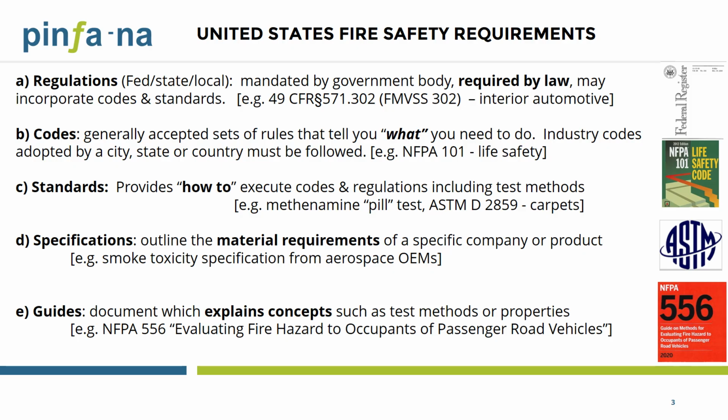Specifications are outlines of the material requirements of a specific company or product, and are typically from an OEM. For example, a smoke toxicity specification from an aerospace OEM. Guides are documents which explain concepts such as test methods or properties. It should be noted here that some documents are a combination of regulation and test methods. For example, California TB117 gives the requirements and test procedures for testing the smolder resistance of materials used in upholstered furniture.